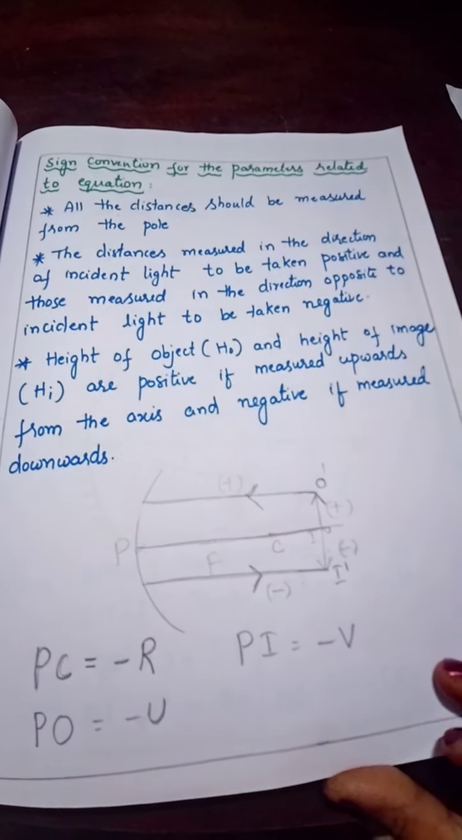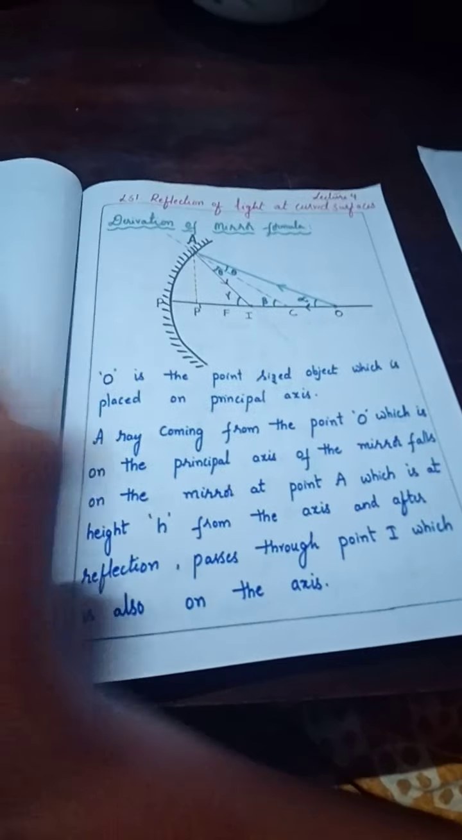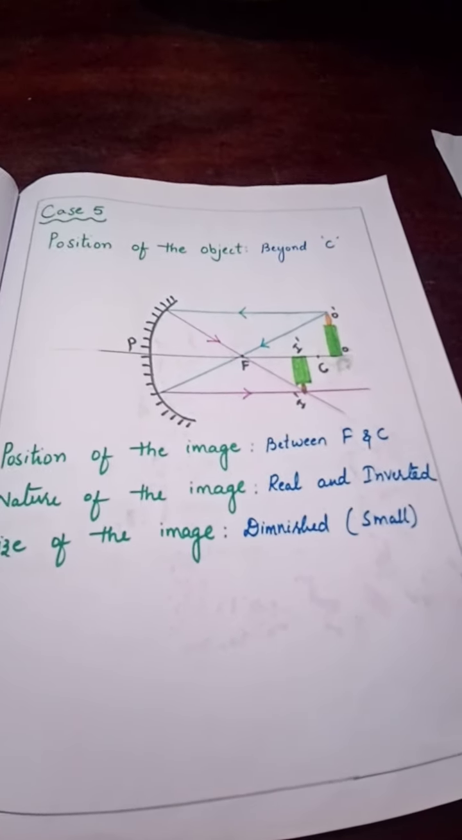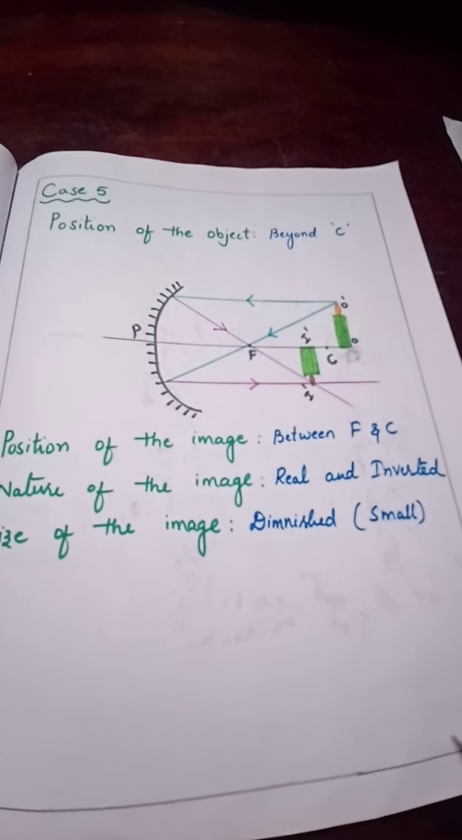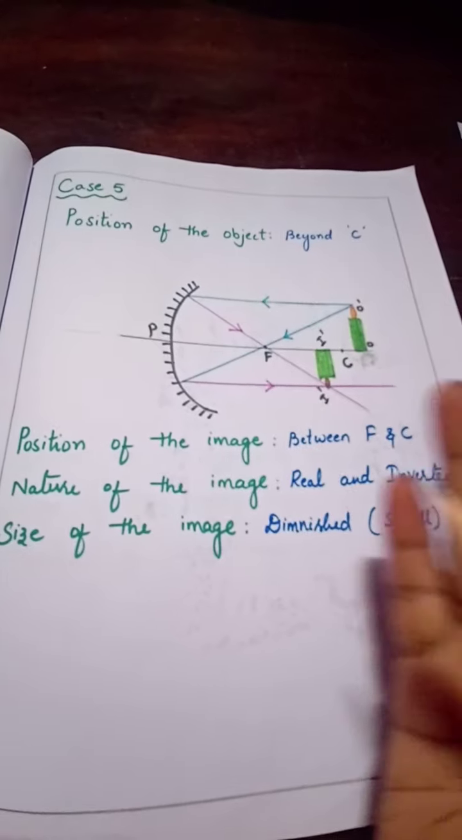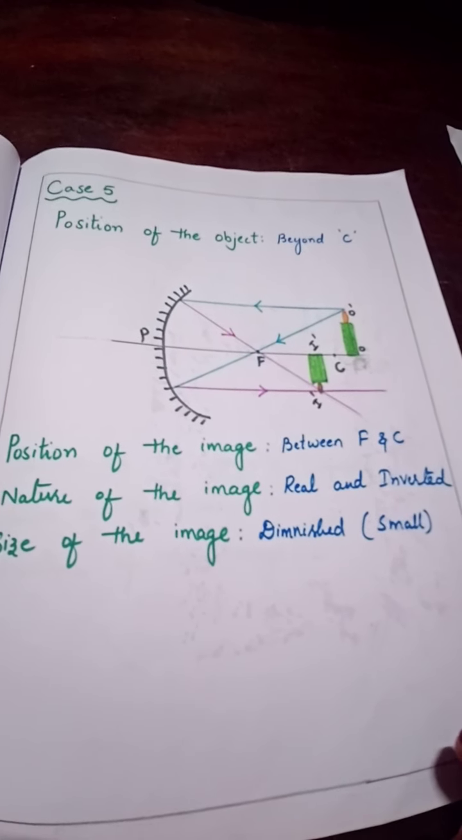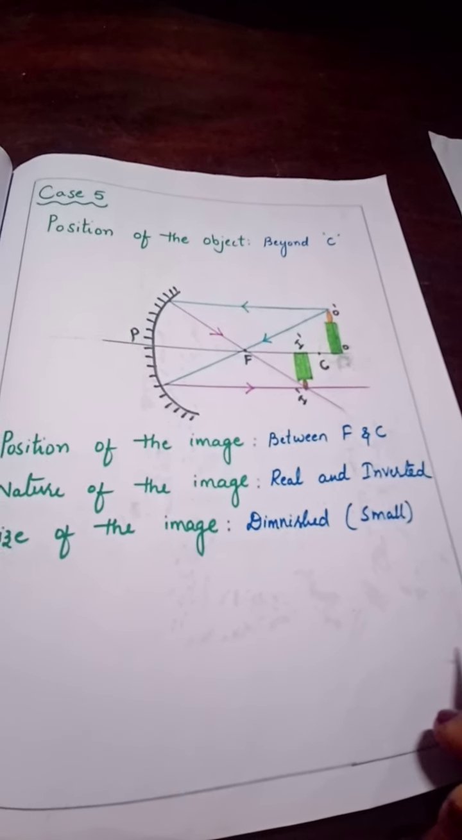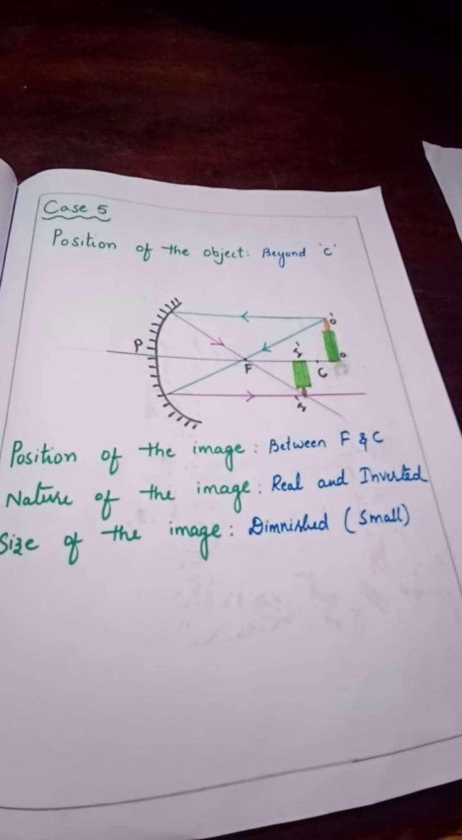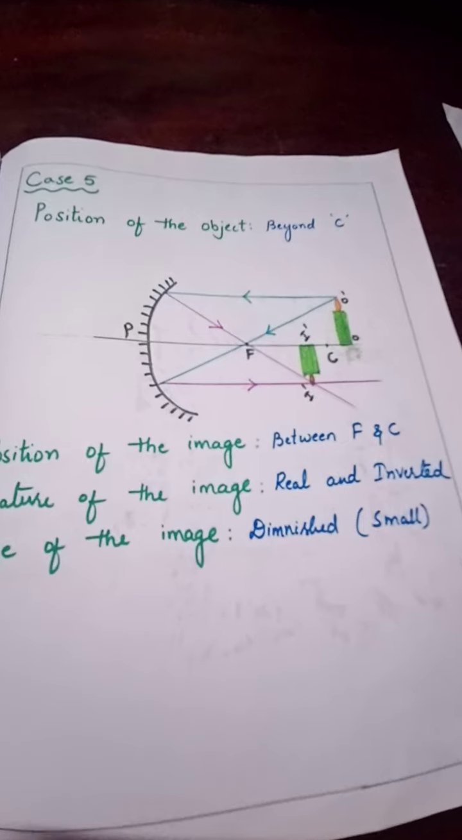The second case, I will tell you with the help of a ray diagram so that it will be easy to understand. The second rule says: if the distances measured from the pole are along the direction of the incident ray, then they are considered positive. If the distances are opposite to the direction of the incident ray, then they should be considered negative.